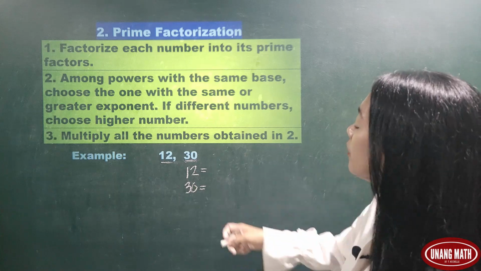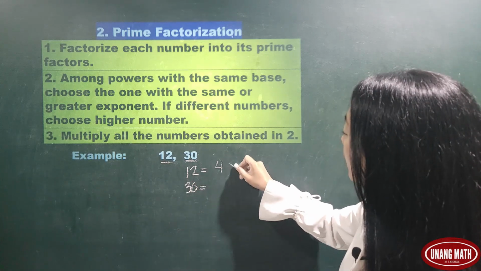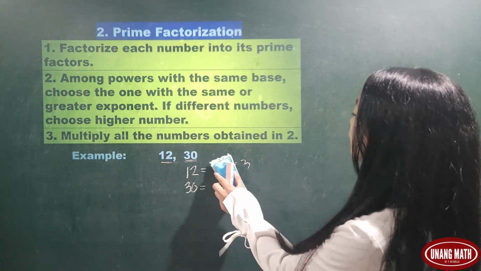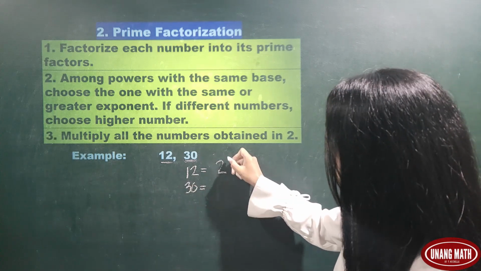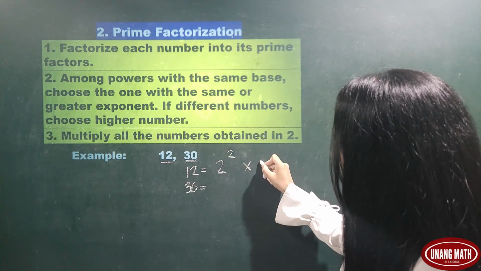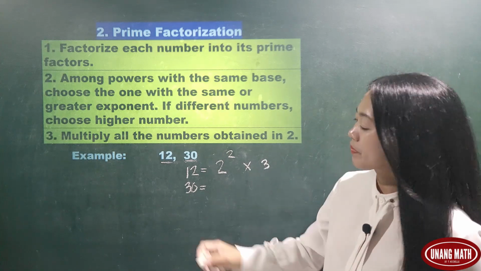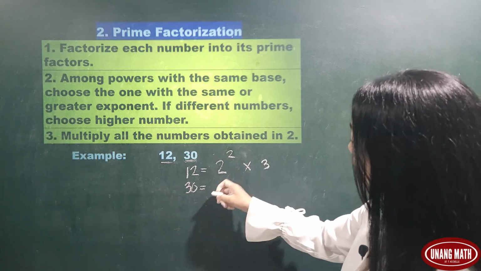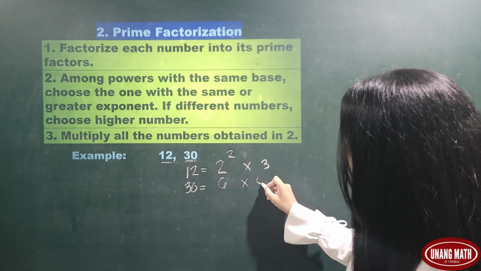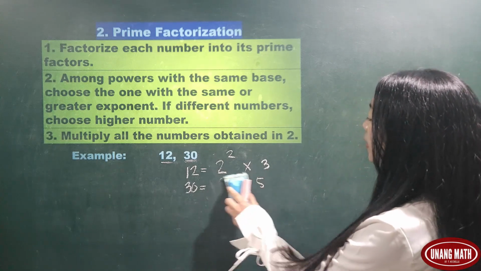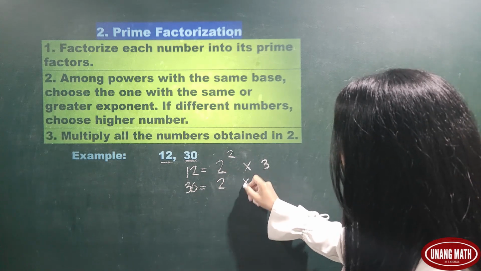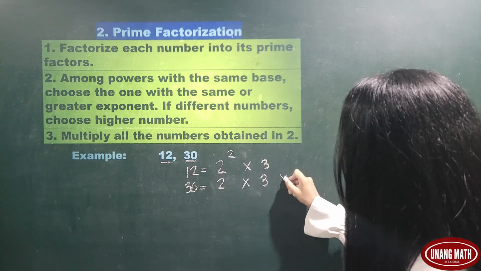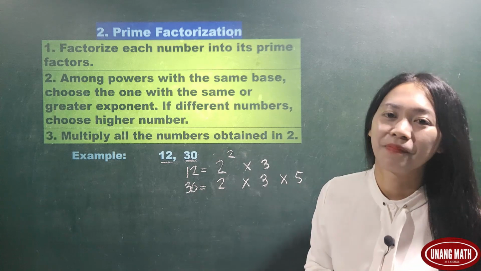Let's start with 12. 12 is 4 times 3, and 4 is 2 squared. So 12's prime factorization is 2 squared times 3. How about 30? 30 is 6 times 5, and 6 is 2 times 3. So 30's prime factorization is 2 times 3 times 5.